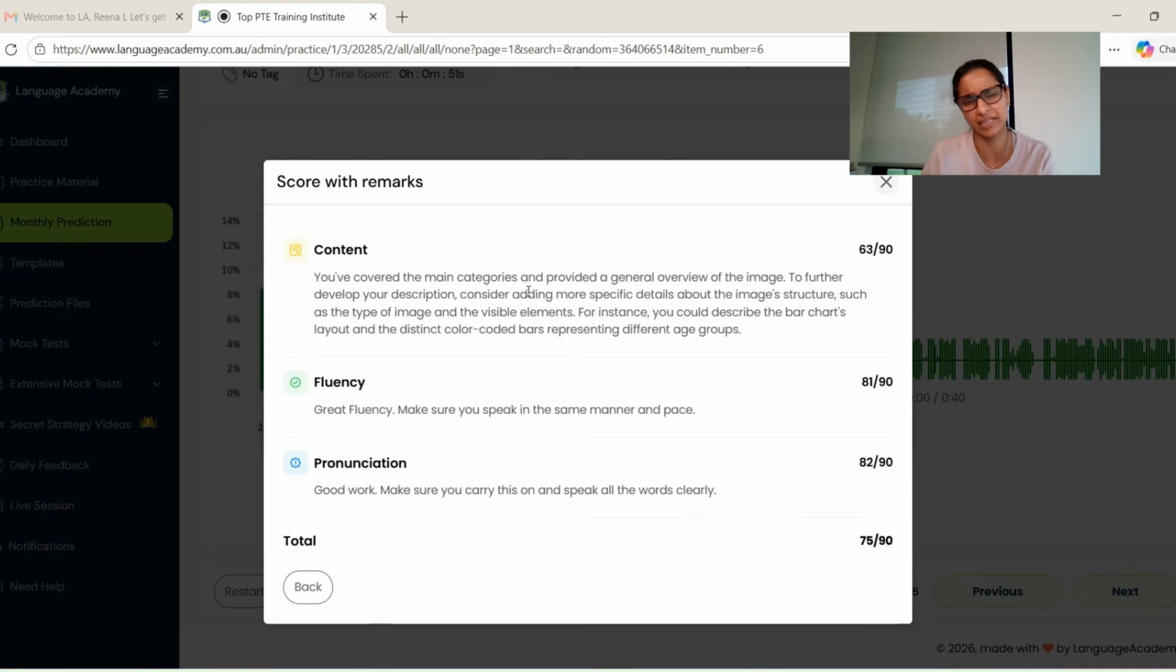You've covered the main categories and provided a general overview of the image. To further develop your description, consider adding more specific details about the image's structure, such as the type of image and the visible elements. Describe the bar chart's layout and distinct color-coded bars. Interesting. Interesting. We will see. Let's go talk about it, friends.